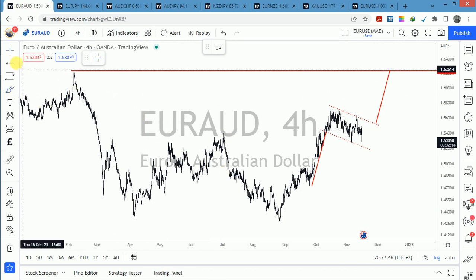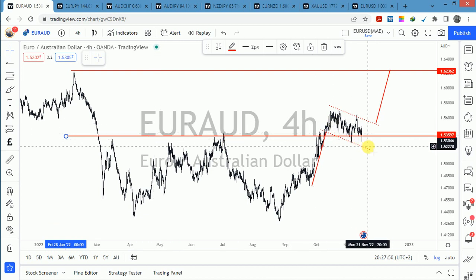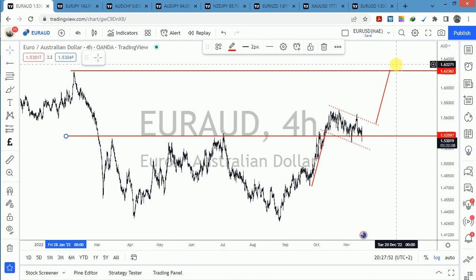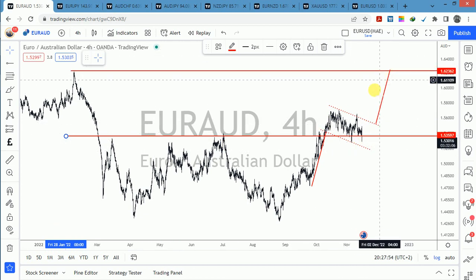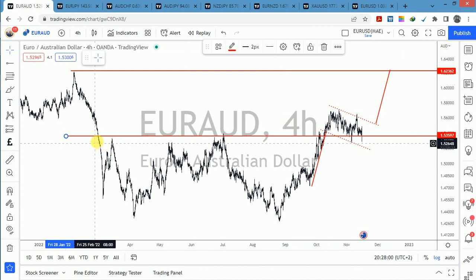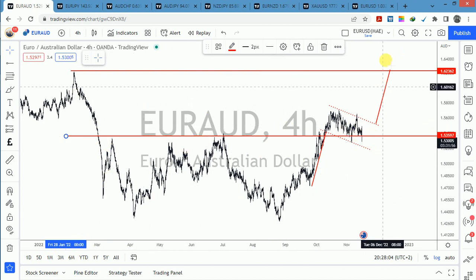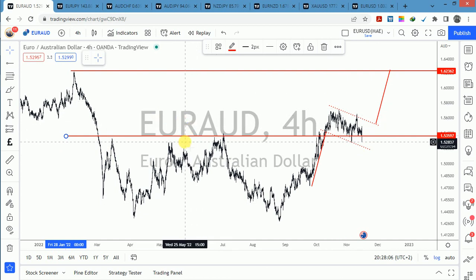So there's a neckline here. We are retesting the neckline, and then from there we are hoping to see this pair continue to go up to complete the double bottom, right? For some people they call it a W. So we are retesting the neckline, then complete the W, right?